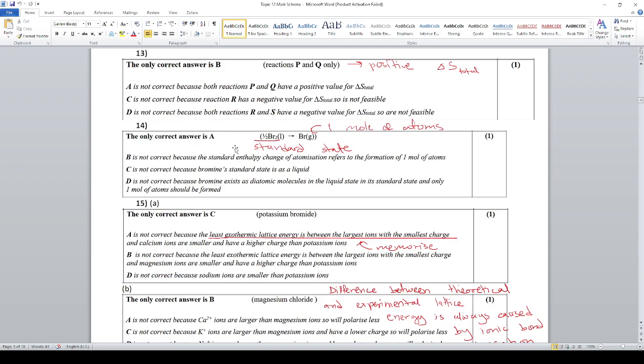Number 14, again, it is a question about, this time, standard enthalpy. So for standard enthalpy, we want to look out for substances that are actually in their standard state. And then we apply whatever number of moles are required for that particular substance's definition. Again, I will be making a handout for all of the standard enthalpies that you have to deal with. So, emphasis on memorizing all of the definitions. Definitions are very, very important.